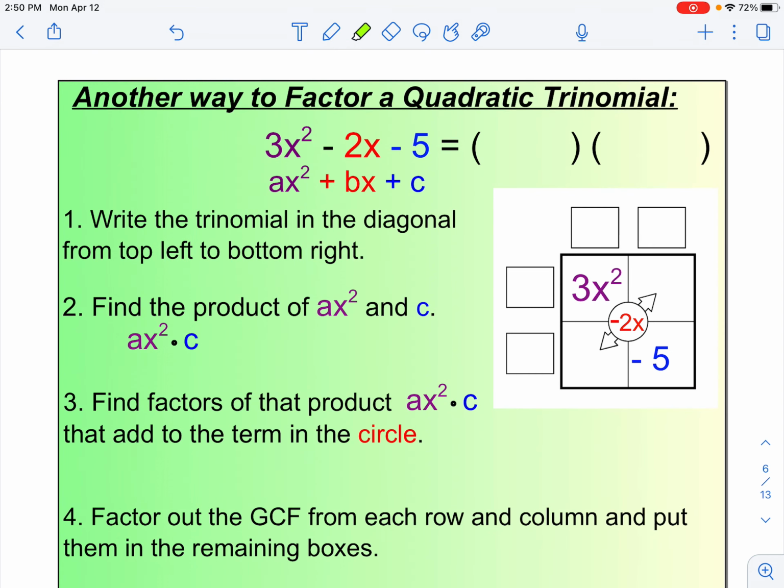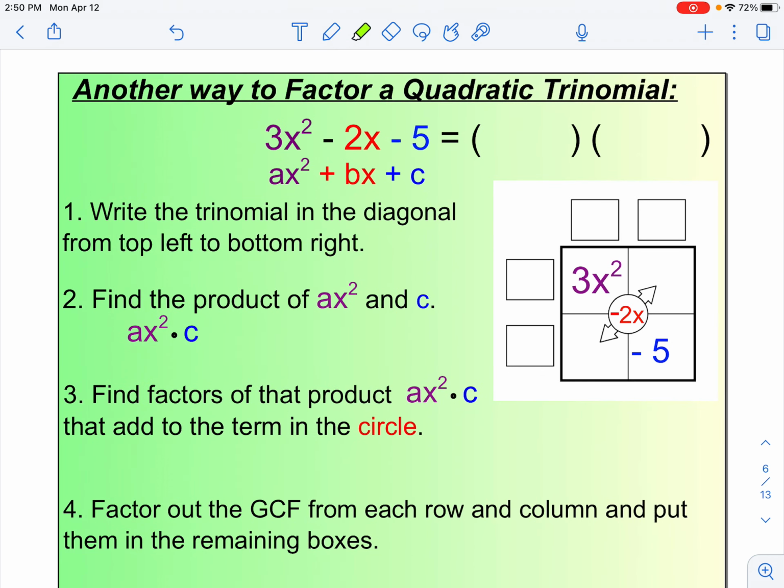One way we looked at in the past is the box method. Now, I have gone through the box method several times already on videos. But some of you like to multiply with the box, so I'll show you one more time so you can see the difference between multiplying using a box and factoring using a box. So here's what we need to do. We need to write the trinomial in the diagonal. Okay, so I take this and I write it diagonally.